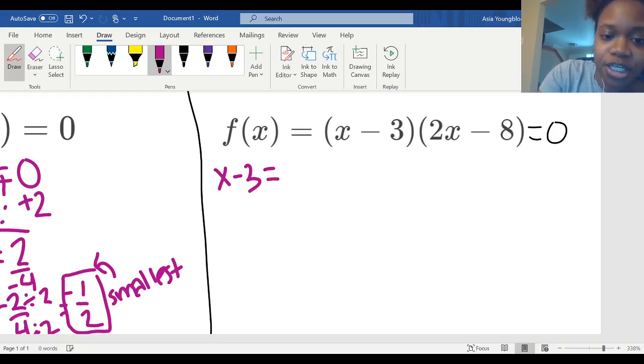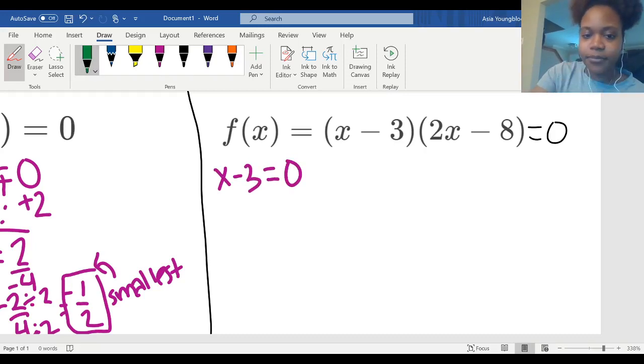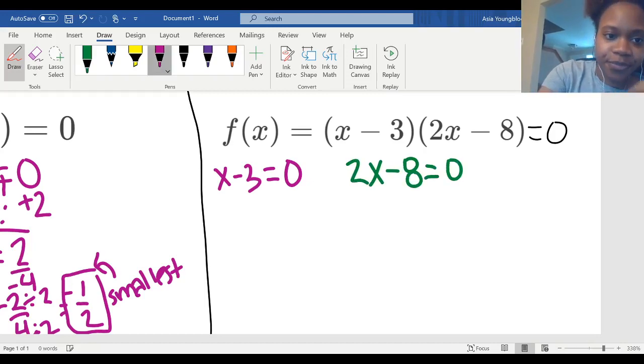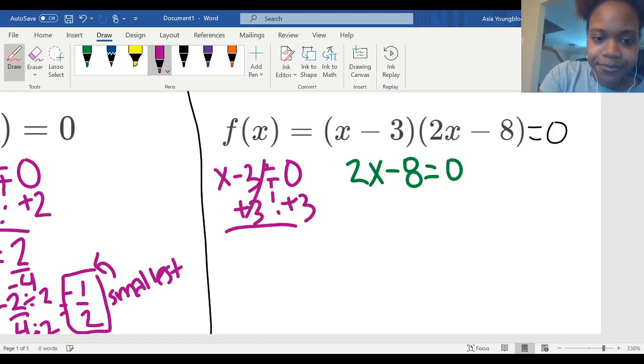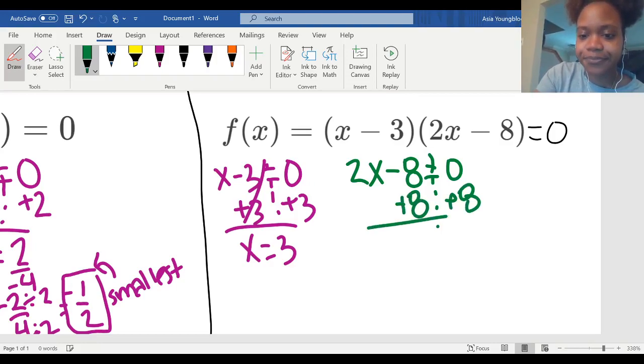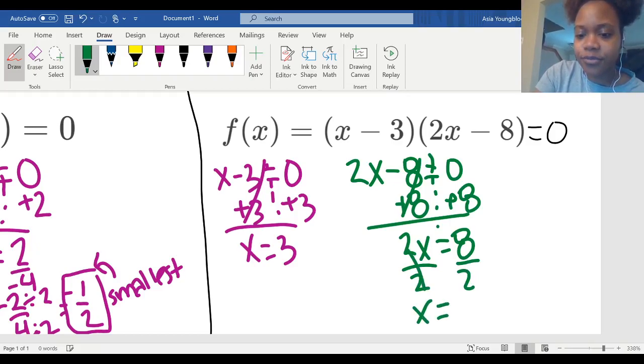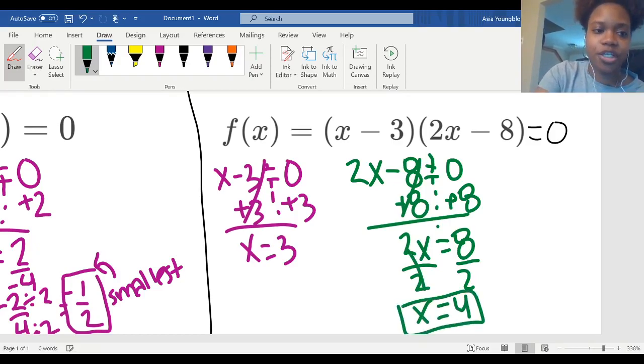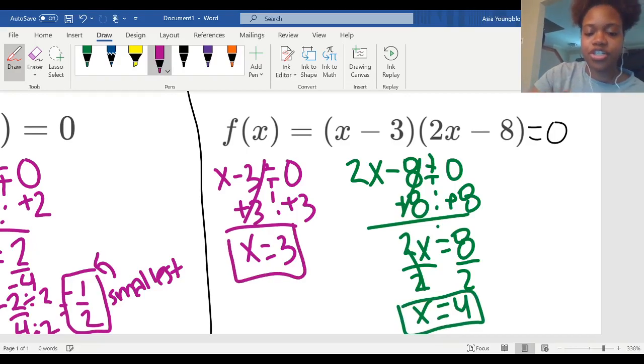x minus 3 equals 0, and 2x minus 8 equals 0. So for this equation, we're going to add 3 to both sides, so we get x equals 3. For this equation, we're going to add 8 to both sides, so 2x equals 8. Divide by 2, so x equals 4. So our two solutions to this equation, our two zeros for this function, are going to be x equals 3 and x equals 4.